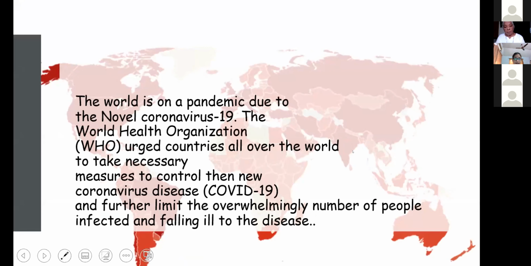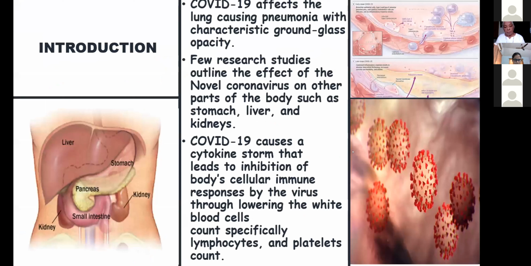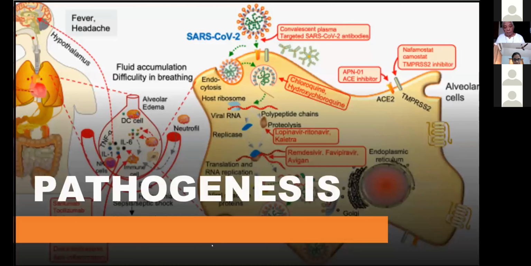The world is now in a pandemic, and the World Health Organization has urged countries all over the world to take necessary measures to control the coronavirus. Coming to our topic, the COVID-19 virus infects the lungs, causing a characteristic ground glass opacity. Several researchers suggest that the COVID virus, apart from the lung, also infects the stomach, liver, and the kidneys. In addition, it causes a cytokine storm, which leads to the inhibition of the body's cellular immune response, leading to decreased lymphocytes and platelet count.